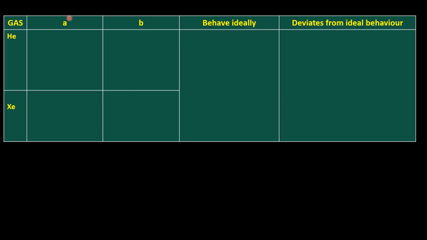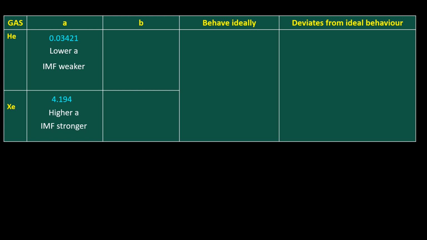First, we look at constant A. This is A for helium and this is A for xenon. So, kita compare kedua-dua value ni, kita dapati helium has lower value of A and xenon has higher value of A. So, if the value of A is lower, that means the intermolecular forces is weaker. If the value of A is higher, so the intermolecular forces is stronger.